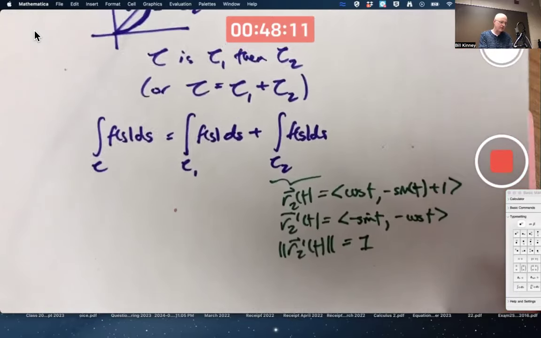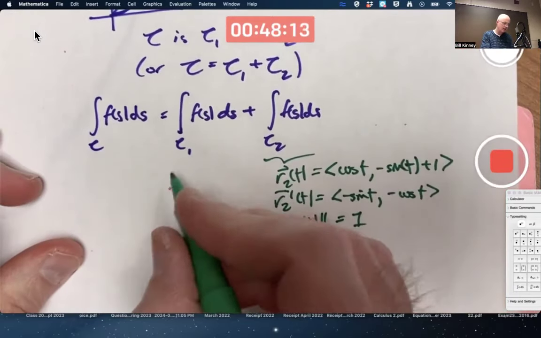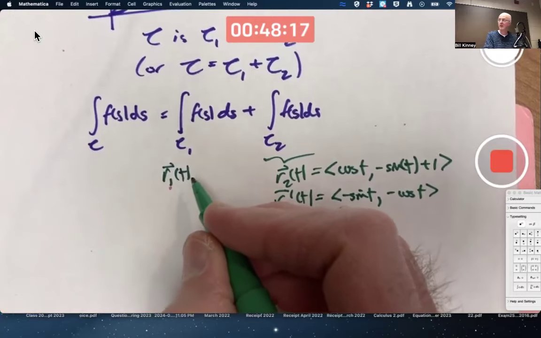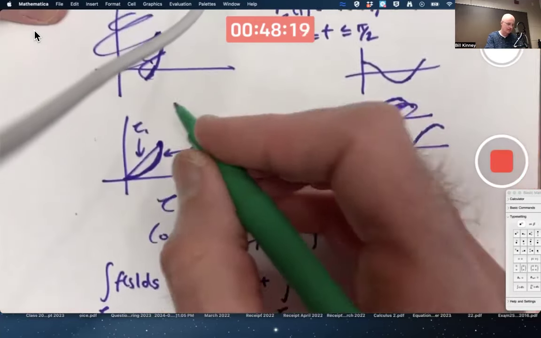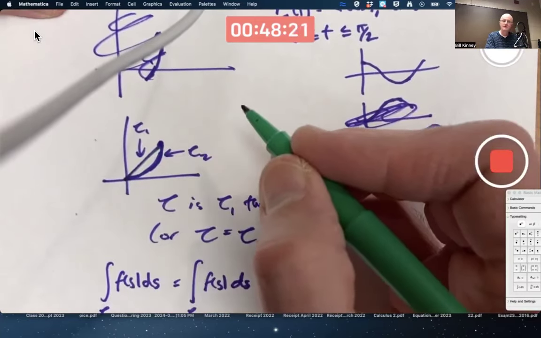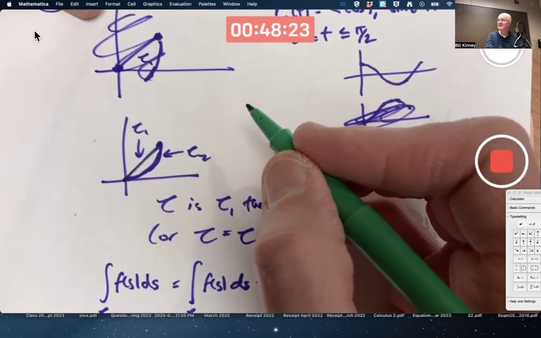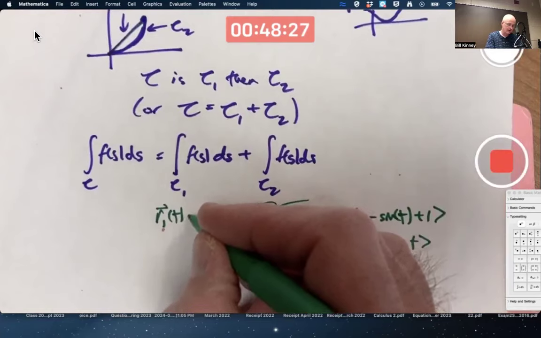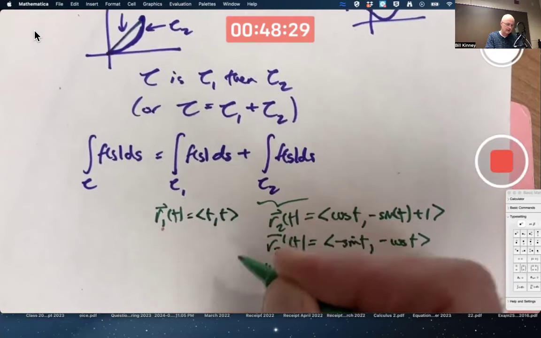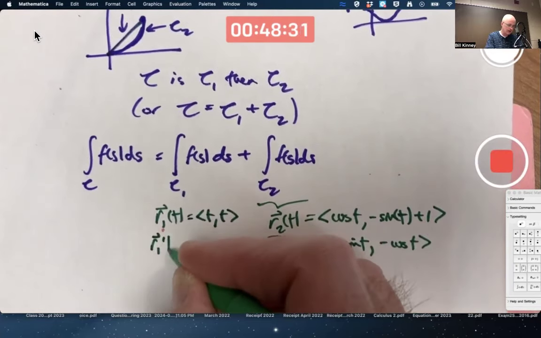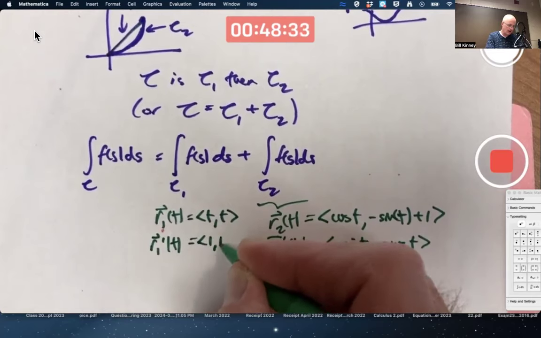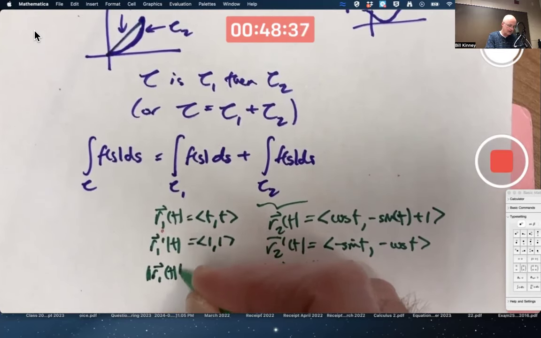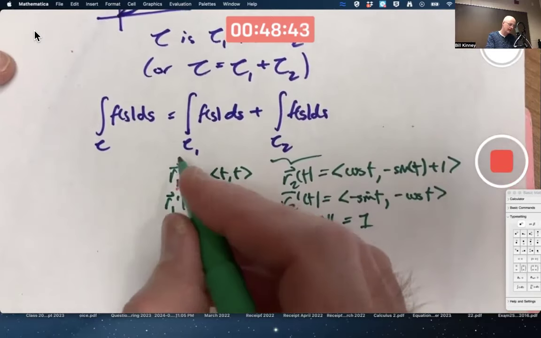We also need a parameterization for C1. Call it R1 of t. That's not given to us, but we can figure it out. It's this line segment right there. We could use t comma t for that, as t goes from 0 to 1. Its derivative will be 1, 1, and the magnitude of its derivative will be square root of 2.